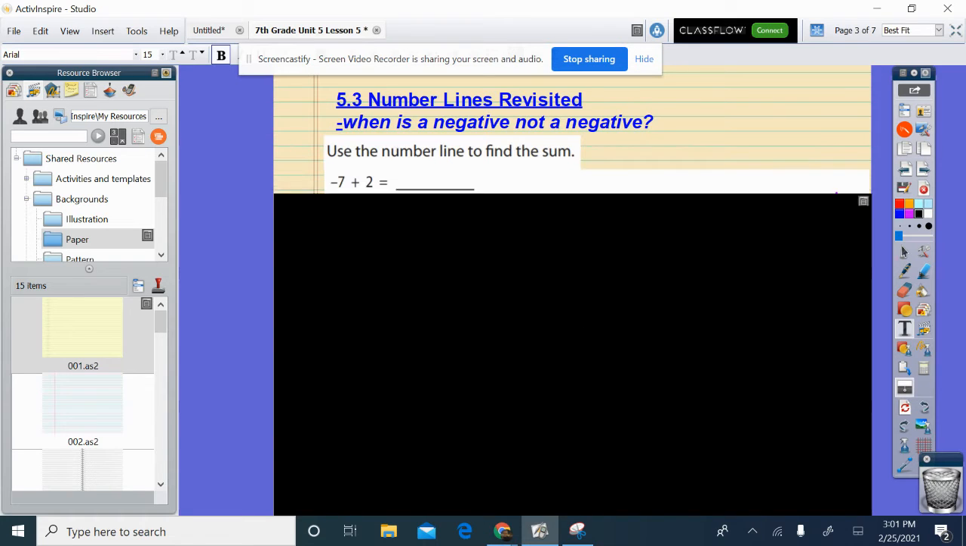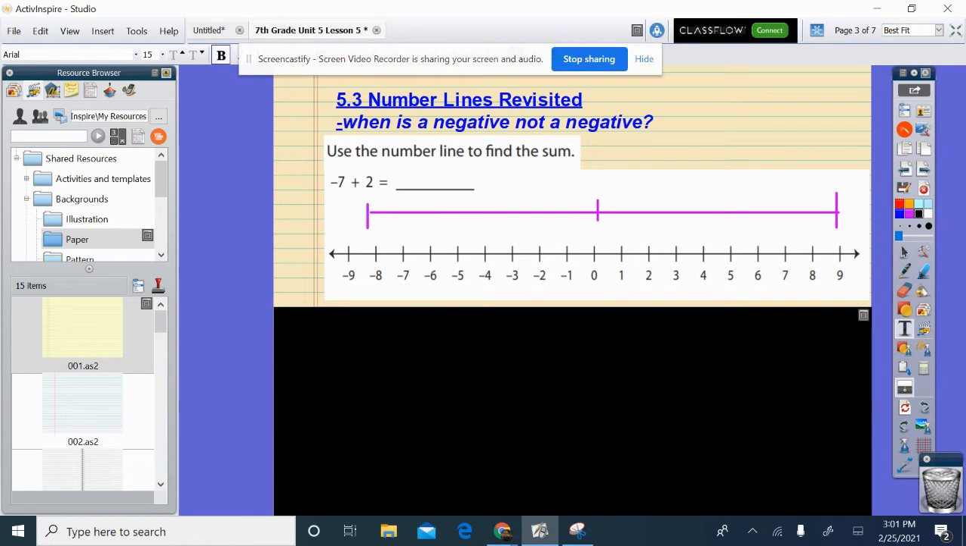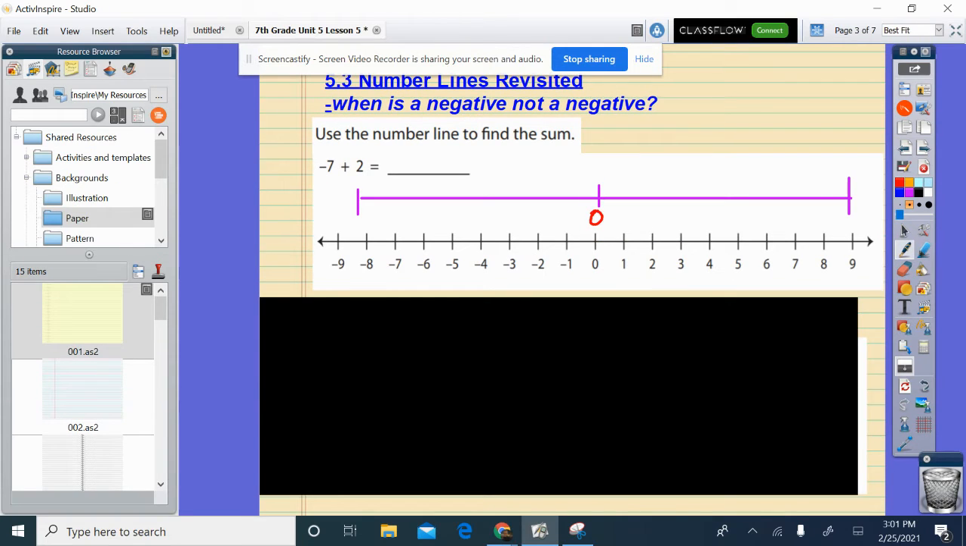Okay, so our first stop today is reviewing number lines revisited and when a negative is not a negative. Basically this refers to rule number 1 and rule number 2 that we did last week from the Math Antics video. But let's use this number line to find the sum of negative 7 plus 2. Now, I want you to draw the purple number line here, which is something you could do very easily. And then you can just put your tick marks on it. I'll show you how we use a number line to help us solve this problem.